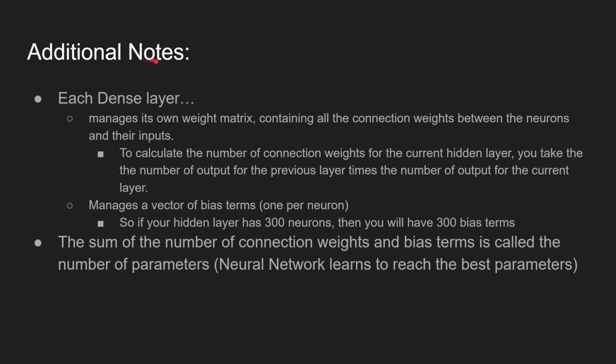Okay, so here are some additional notes. Each dense layer actually manages its own weight matrix that contains all the connection weights between the neurons and their inputs, right? And to calculate the number of connection weights for the current hidden layer, you take the number of outputs for the previous layer times the number of outputs for the current layer, right? I don't think I have an example for that, but you can look deeper into this on your own. And each dense layer manages its own vector of bias terms, right?